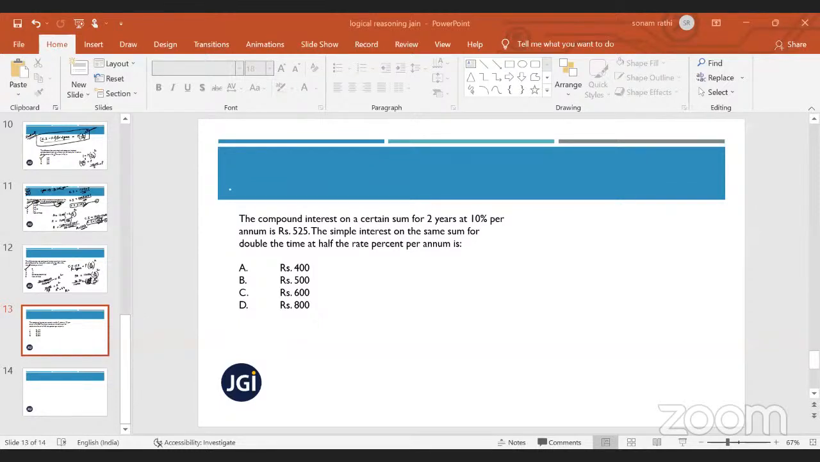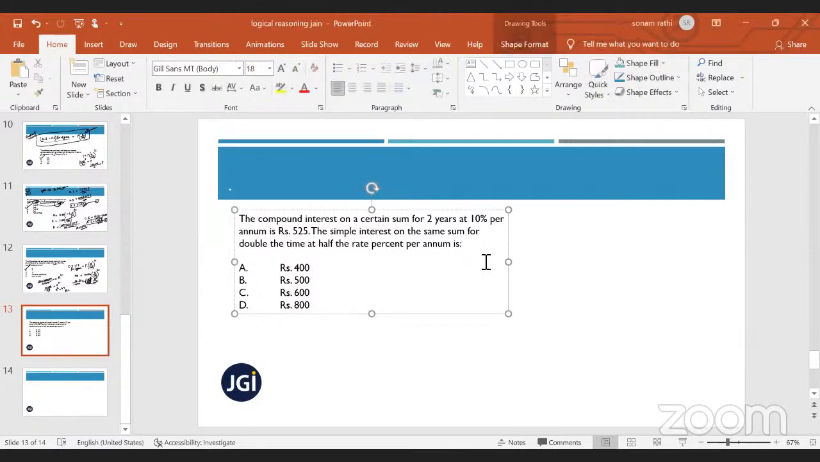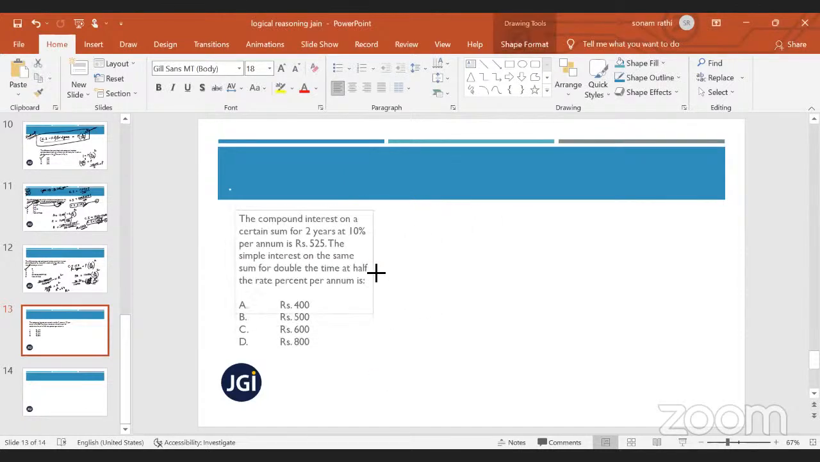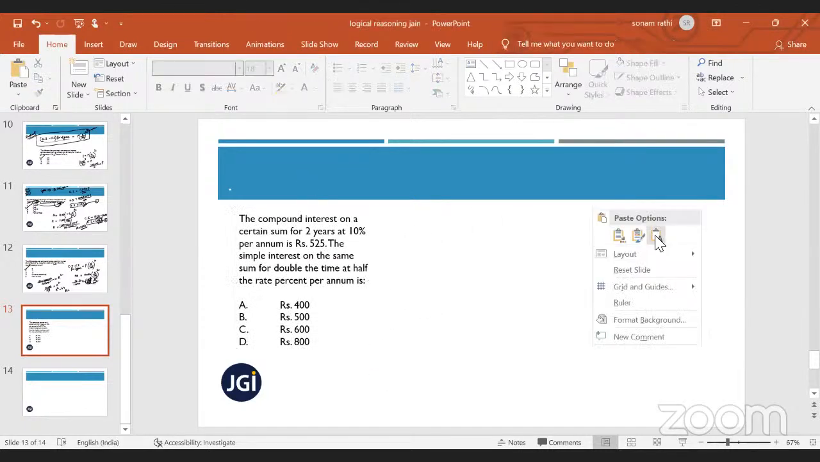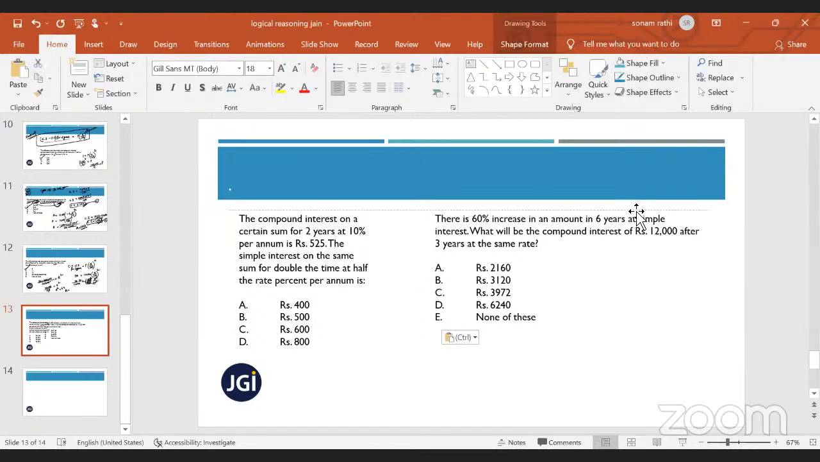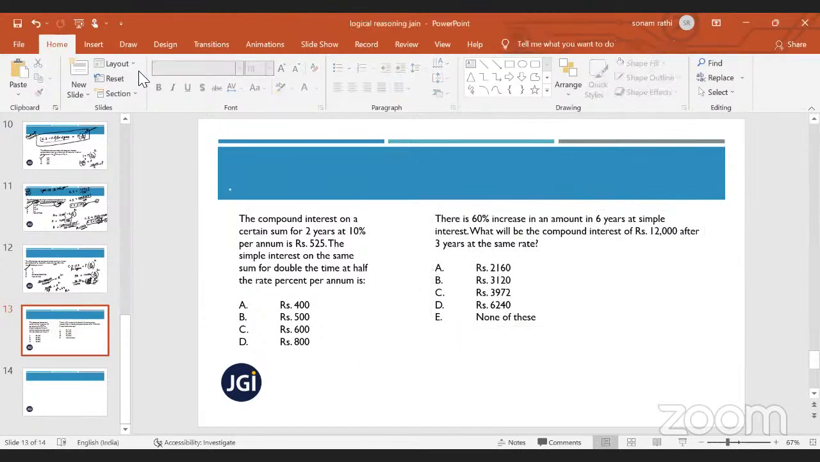Now read the question properly. It's not the same. They are not talking about the difference. Question number 1, question number 2. Two questions, take 5 minutes and solve them.